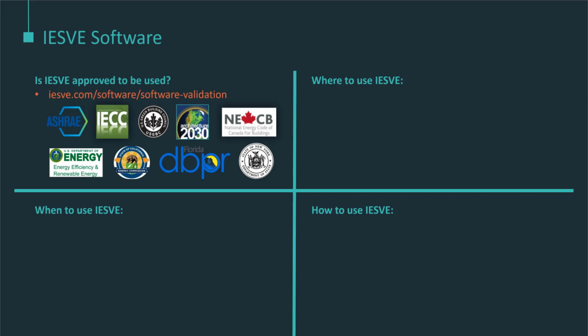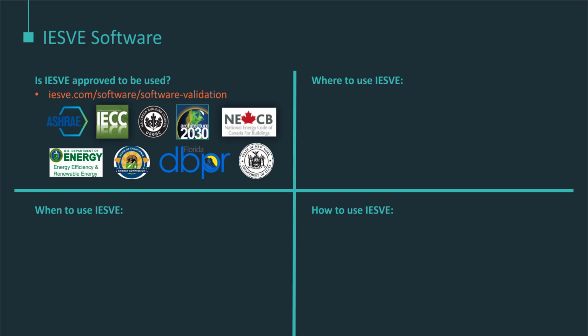Okay, this is probably the most important thing I want you to take away from today's webinar: answering these 4 questions. Before you use any software tool for code compliance, you should first ask, is it approved to be used in that jurisdiction? For the most part, our answer is yes. Within ASHRAE, for example, we do ASHRAE Standard 90.1 Performance Rating Method compliance, and we've been doing that from 2004, 2007, 2010, 2013, 2016, and most recently the 2019 code cycles.